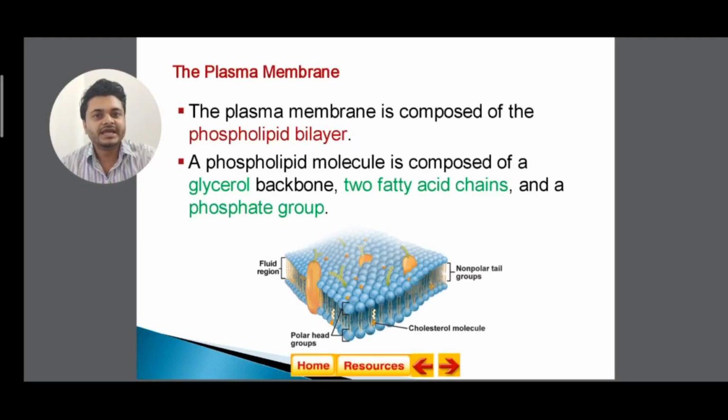The top portion you see is a polar head, and the middle portion, that means between one layer and another layer, is a region called the non-polar tail. So the top portion is the head and the middle portion is the tail region. Clear? The middle portion is hydrophobic in nature, that means water fearing, and the top portions are water loving, that means hydrophilic. So a phospholipid molecule consists of what? A glycerol backbone, two fatty acid chains and a phosphate group.